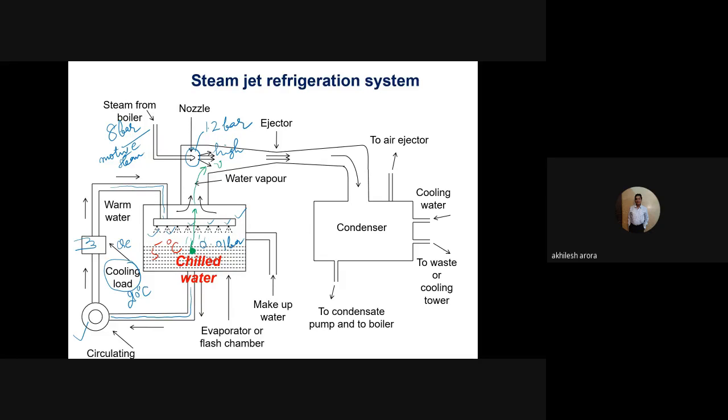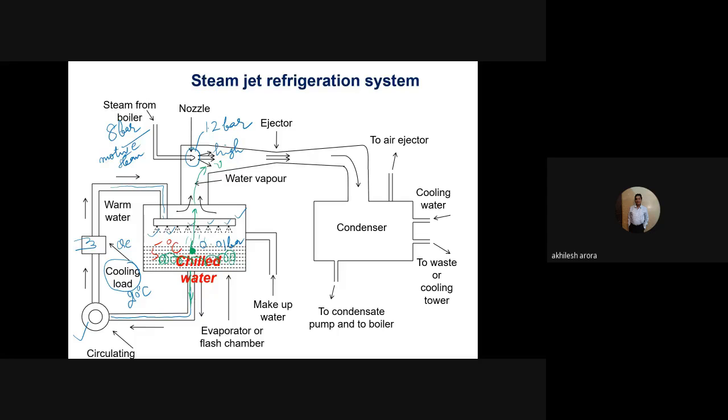So basically, the water particles are taking latent heat, and this latent heat is coming from the water which is available here. So what will happen? The temperature of the water will reduce to 5 degrees Celsius. Okay. So automatically the load will be taken care of, and once again this water will reach 5 degrees Celsius, and once again it will be circulated here.